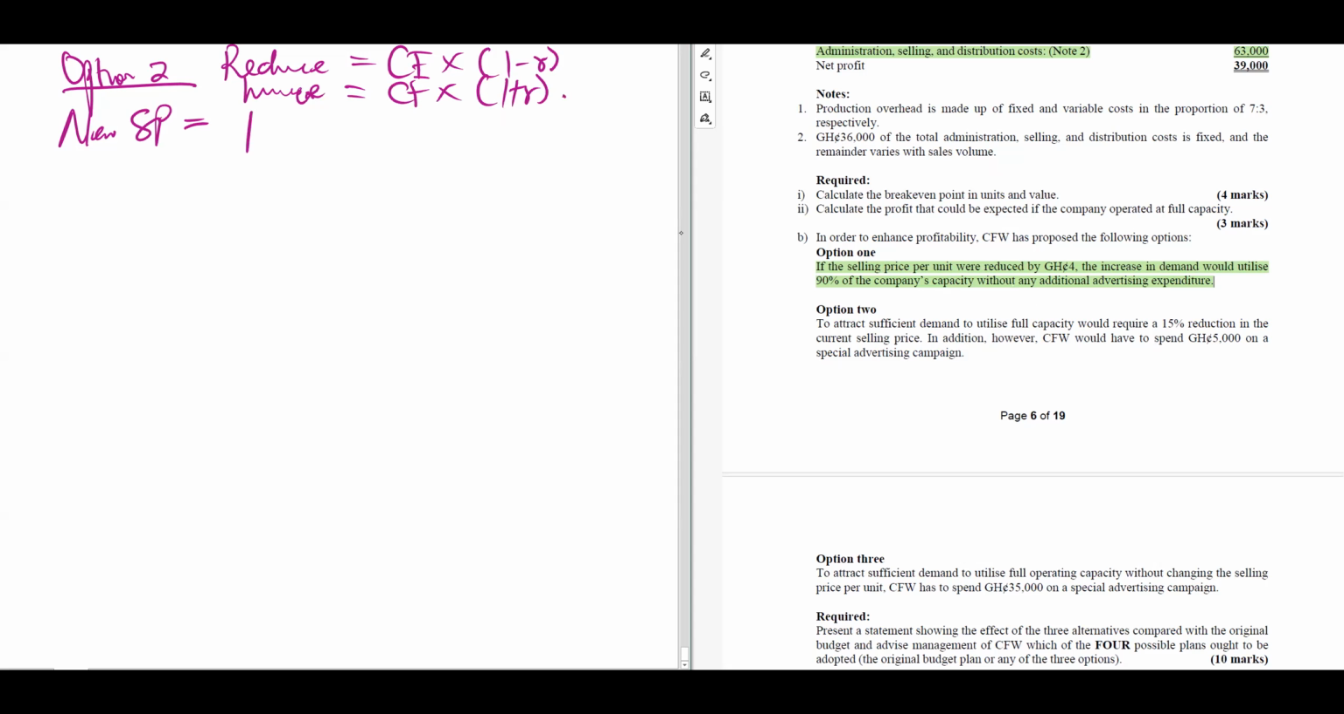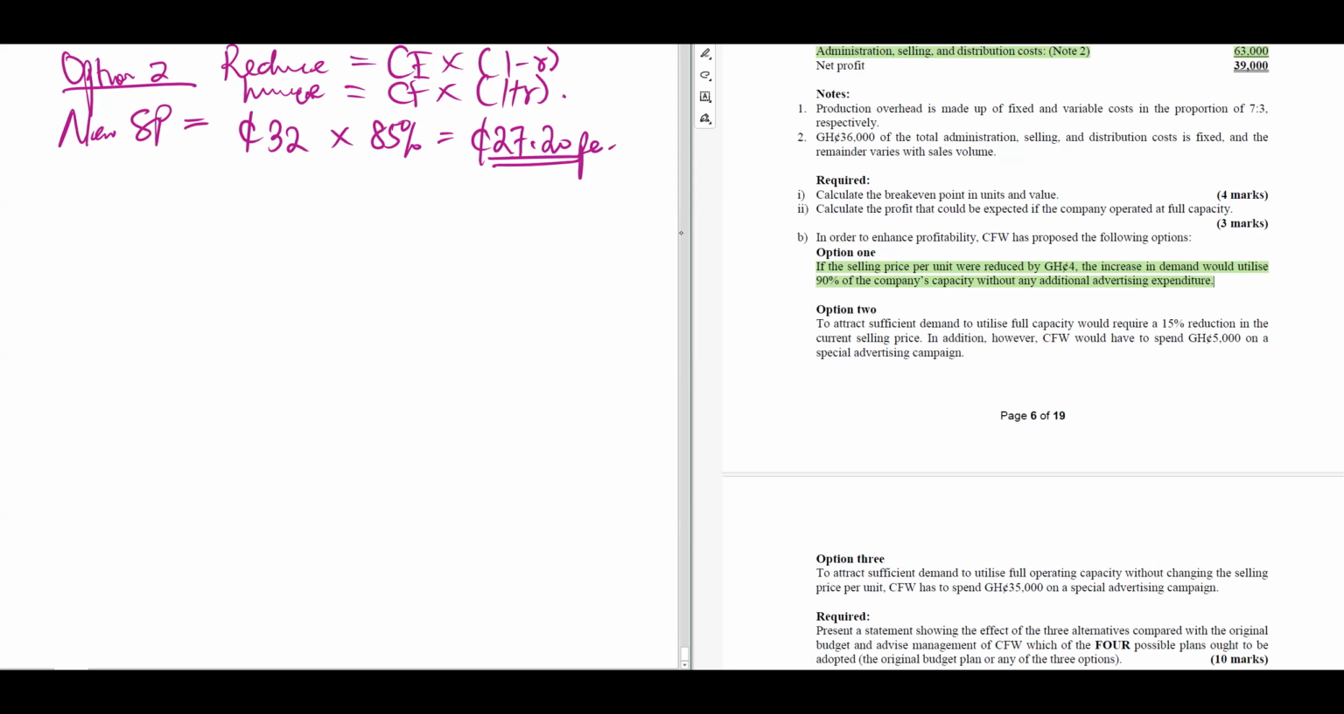So the original selling price was 32 cedis, and it is reducing by 15%. It means that I'm only left with 85% of it. True or false? Yes. Let's use this approach. Some people say 32 minus 15% of 32. It's still the same, but this one is quicker, by 0.85. It means our new selling price will now be 27 cedis, 20 pesos.